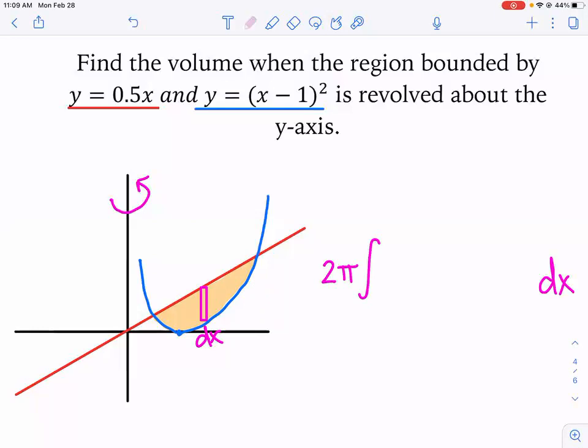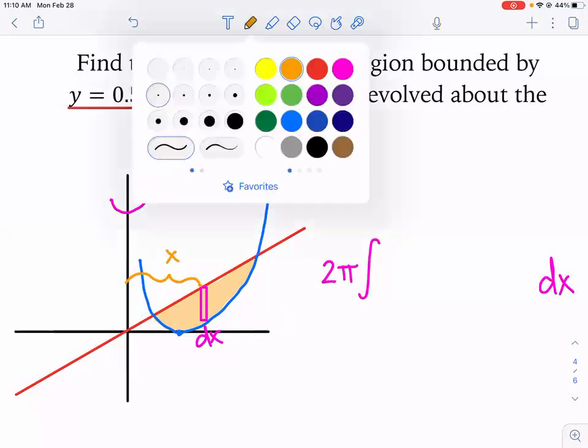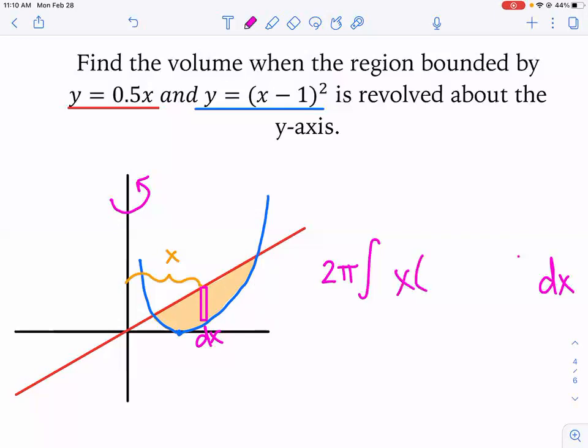Okay. Well, what's our radius? Our radius is always going to be the distance that our rectangle is from the axis. Well, how far would any of these rectangles be from the y-axis? They would be x away. So that's our radius. Times the height. Well, how tall are these rectangles? Well, all we have to do is top minus bottom. Our top function is 0.5x minus our bottom function, x minus 1, the quantity squared.